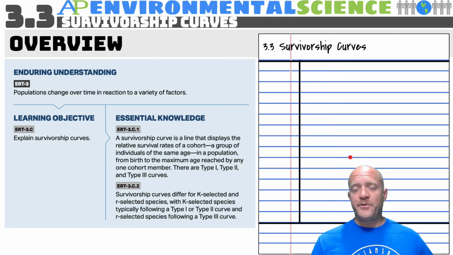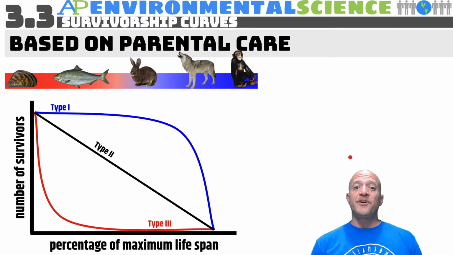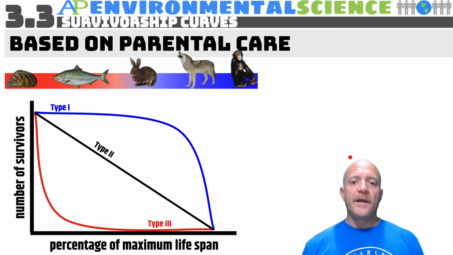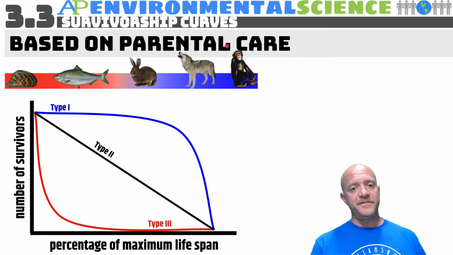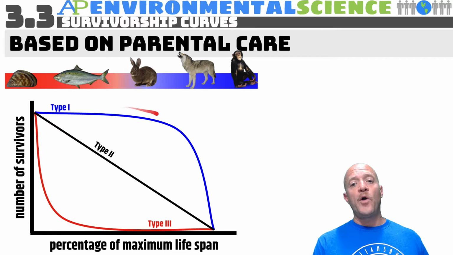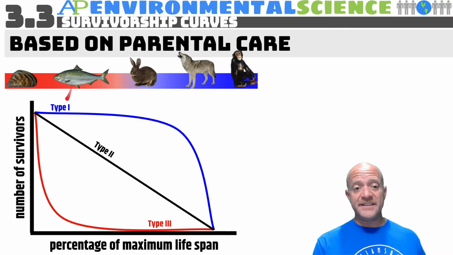So this is a very short and sweet presentation. The survivorship curves are based on parental care. Now, typically, organisms that are K-selected species, like chimpanzees, wolves, most larger mammals, are going to have a type 1 survivorship curve. Organisms that are R-selected species, like zebra mussels, fish, certain insects, are going to have a type 3 survivorship curve. Now, what does this mean?